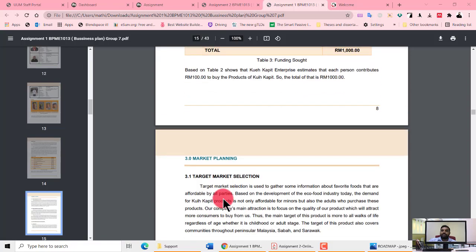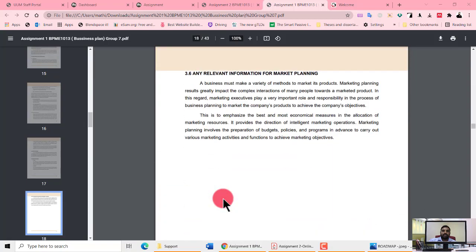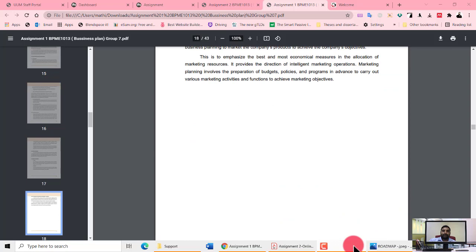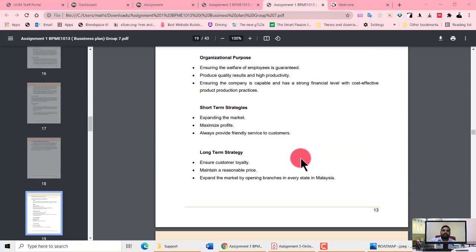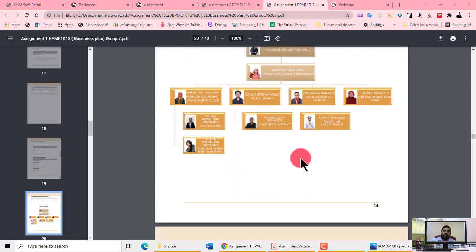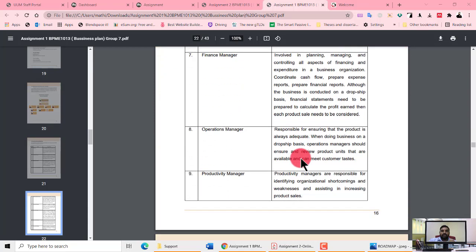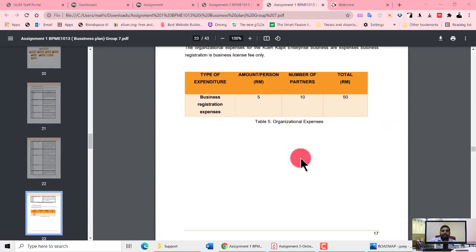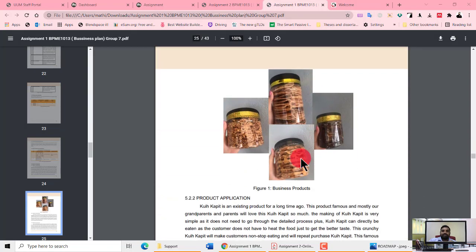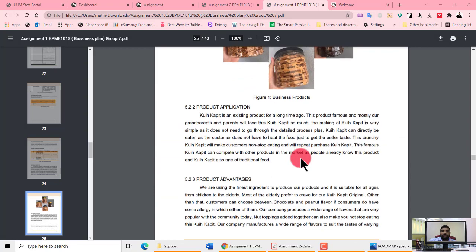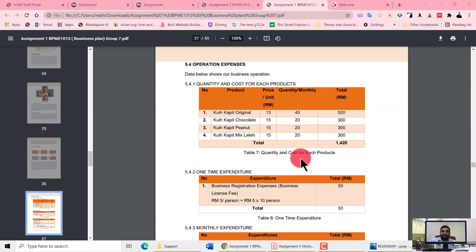Current status, short-term strategies and so on. You see, they detail out everything one by one. This is the organizational plan. Then they go for the operational plan, and they introduce their product, application, advantages and so on, operational flowchart, and so on.